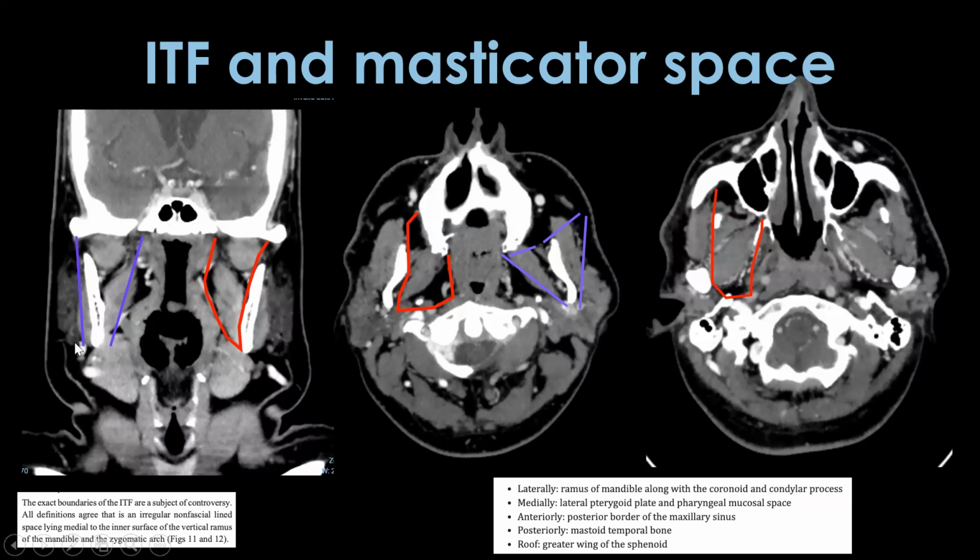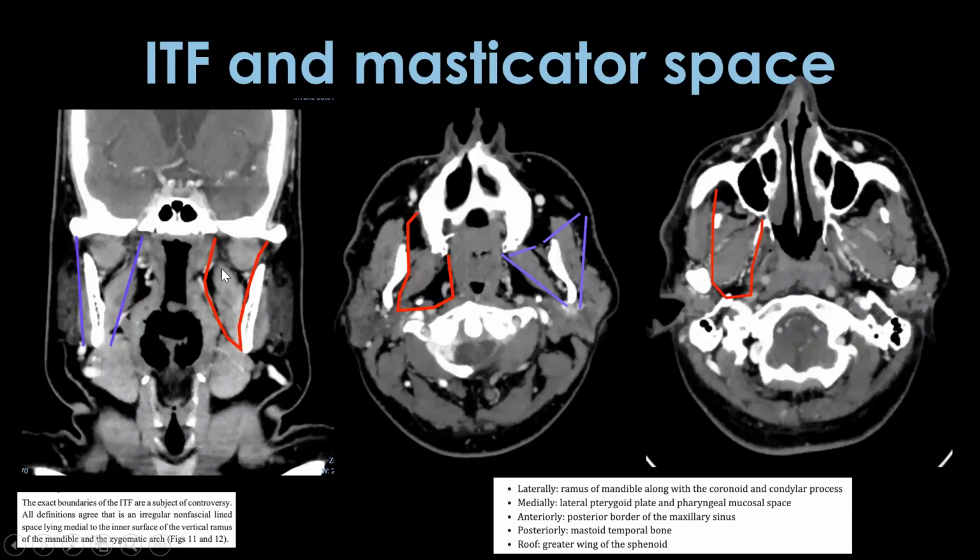It has an inverted pyramid structure with the base lying along the skull base. The contents of the masticator space are the masseter muscle, the vertical ramus of the mandible, and the two pterygoids. So this is the lateral pterygoid, and this is the medial pterygoid.